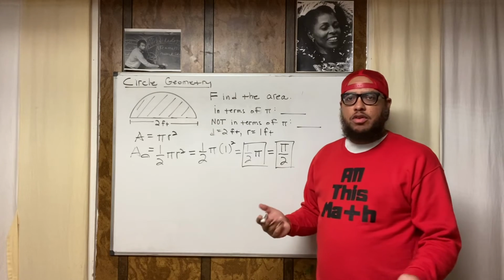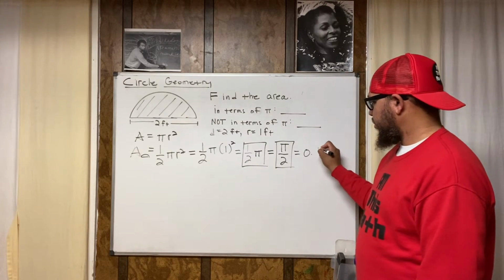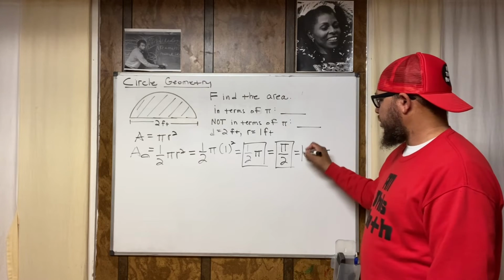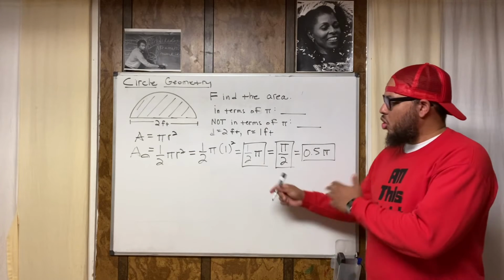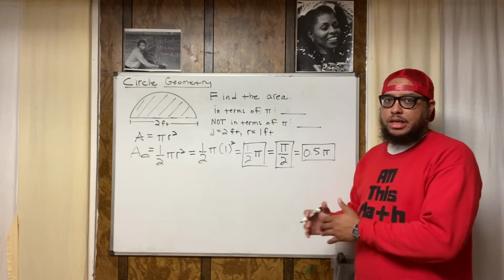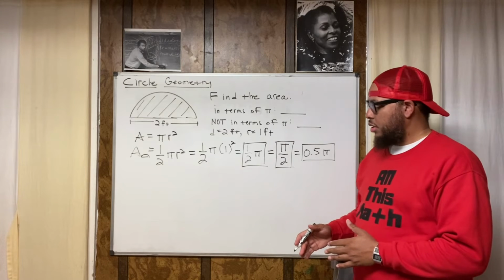And even if you wanted to convert 1/2 to a decimal, you could also do that. 0.5 pi. That's another option. So all 3 of these are valid answers, okay?